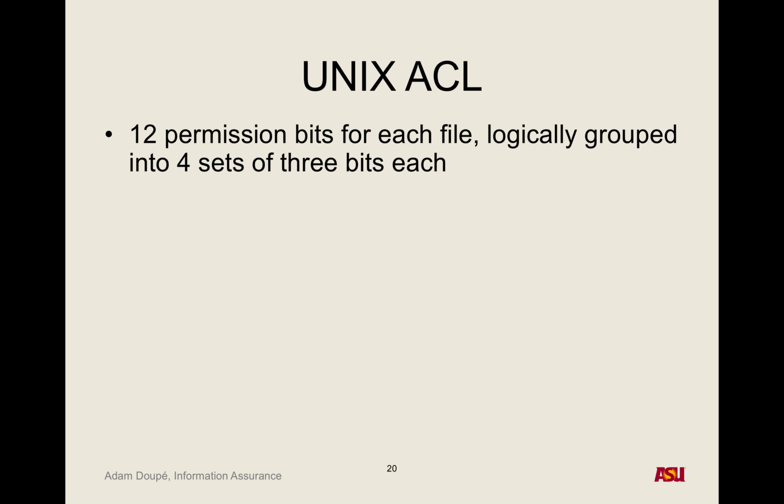What do these bits mean? They mean 1 or 0. Read, write, execute for the owner, group, and other. Right, so read, write, and execute for owner, group, other. How many bits does that get us? 9. There's 12 bits. What are these last remaining bits?